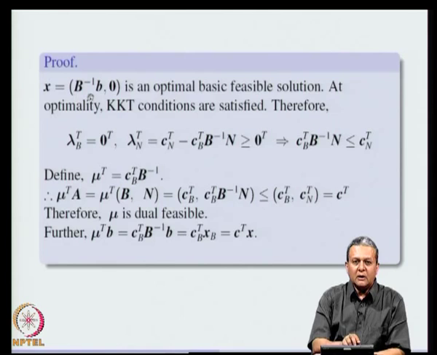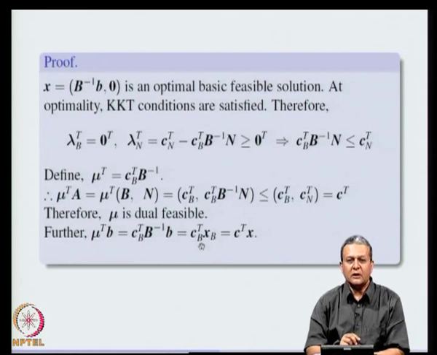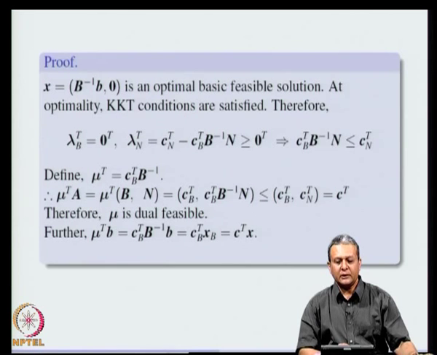So, if we get an optimal basic feasible solution, x_B equal to B inverse b and x_N equal to 0, and if we use mu transpose to be C_B transpose B inverse, then we have shown that mu is dual feasible. That means it satisfies the feasibility conditions of the dual, and moreover, the way we have found mu, mu transpose b will be equal to C transpose x. So, this is nothing but the strong duality theorem.